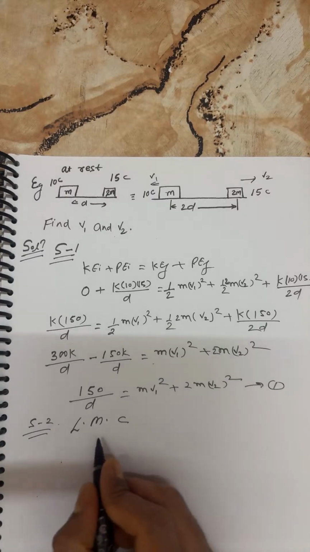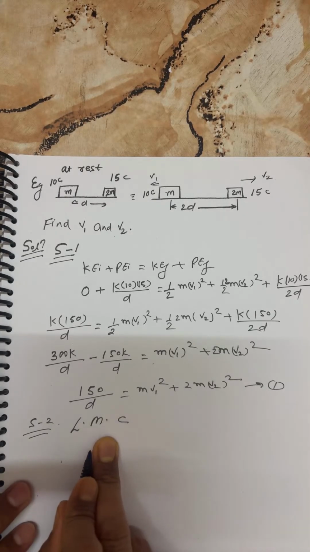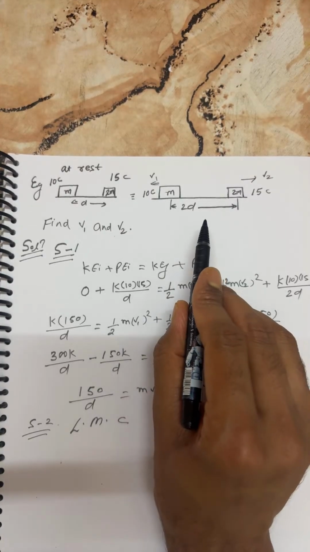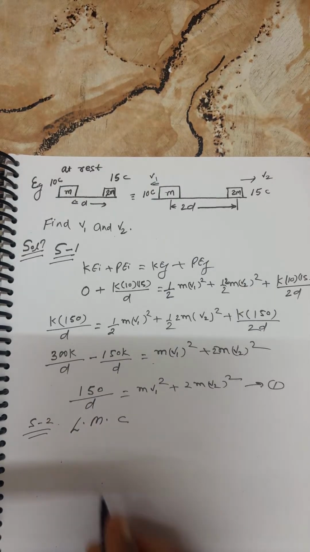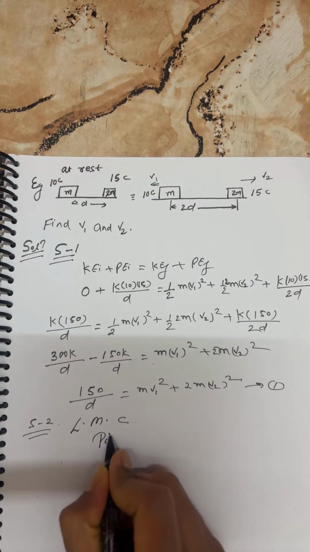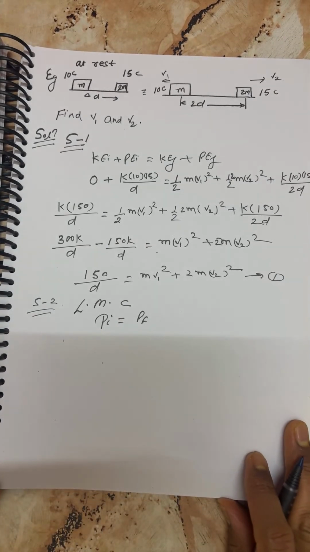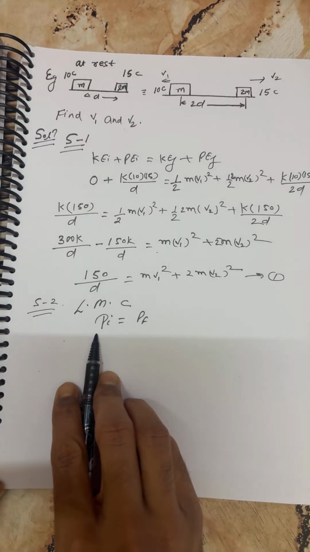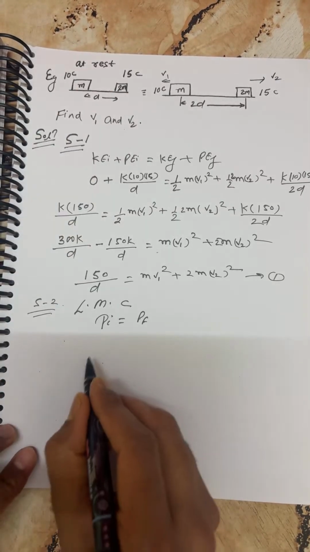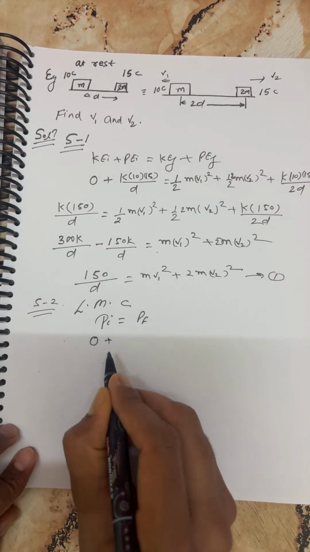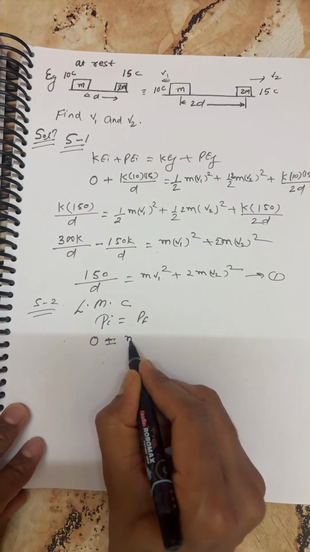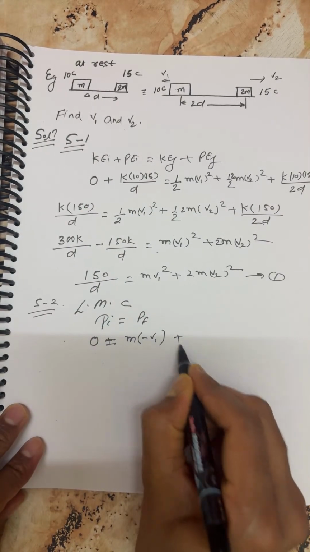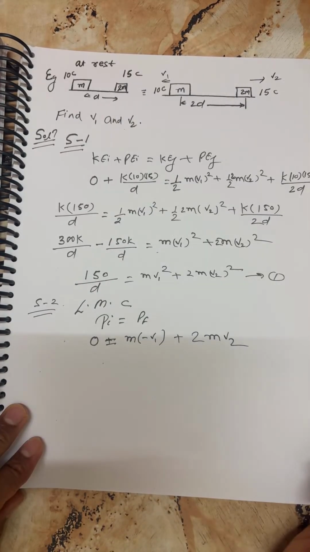Okay, so what is the linear momentum conservation principle? If we have F external acting on the system equal to zero, then you can apply LMC. So here I'll write P initial is equal to P final. What is the P initial? System remains at rest, so you can write zero is equal to P final. What is final here? You can say m into minus v1 plus 2m into v2 here.